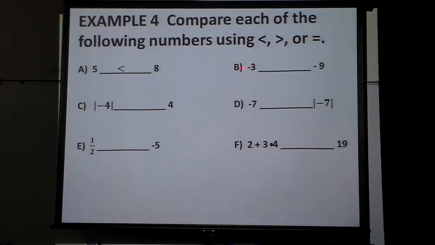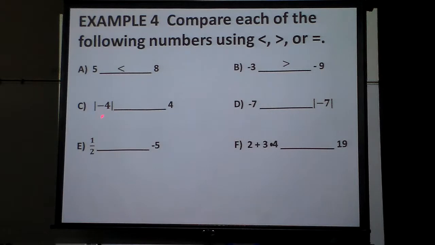Now you got to be careful here with this negative one. Because which is larger, -3 or -9? Now I'm going to tell you 9 is larger than 3, but would you rather owe me $3 or owe me $9? I'd rather you owe me $9, but I'm sure you'd rather owe me $3. So -3 is larger than -9 because on the number line, it's further right than -9.